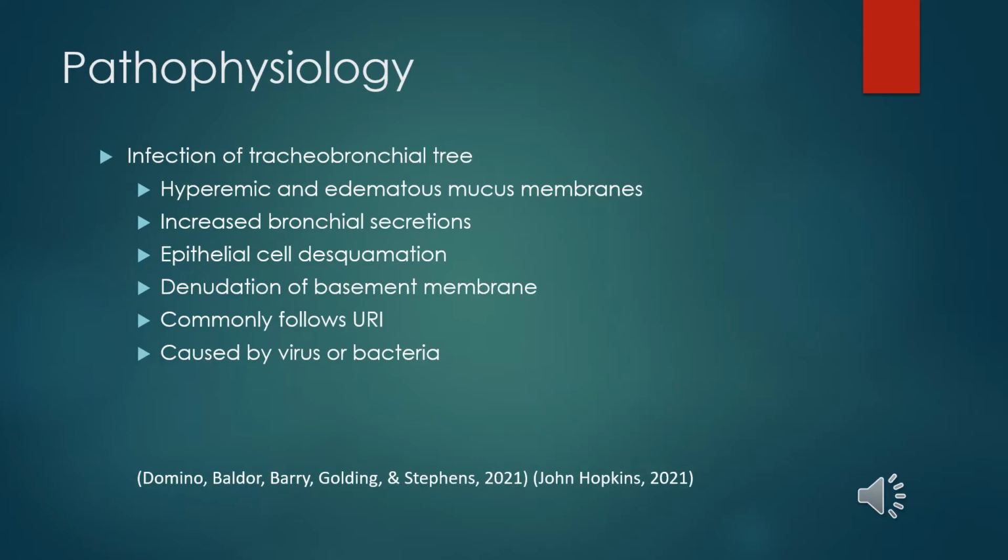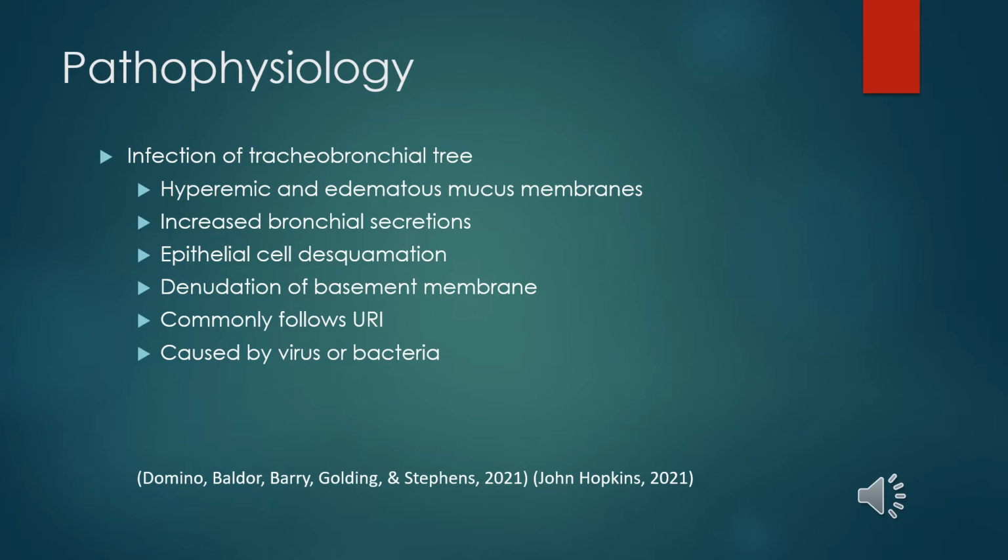The pathophysiology of acute bronchitis is characterized by an infection of the tracheobronchial tree. This infection causes hyperemic and edematous mucous membranes, which results in increased bronchial secretions. It can also cause destruction of the respiratory epithelial lining and denudation of the basement membrane. It also decreases mucociliary function. These changes will resolve after the infection clears.